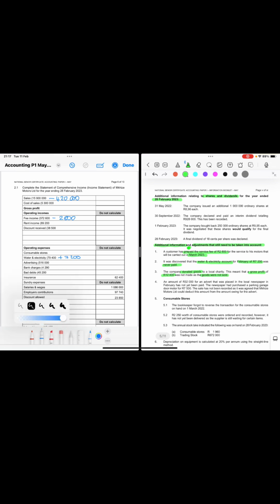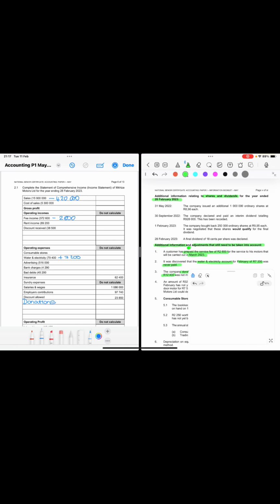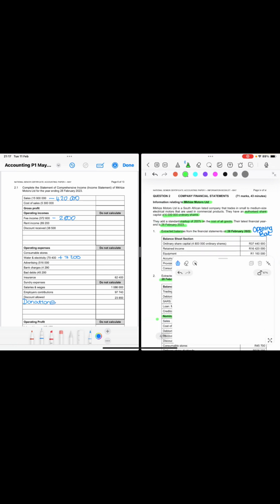This will cause a decrease in our inventory, and we need to calculate what the cost price is for those goods. They only gave us what the possible gross profit would have been if it had been a sales transaction. So, going back to our background information, we're told a standard markup of 200% on the cost of all goods. That was what Mkhize Motors adds.